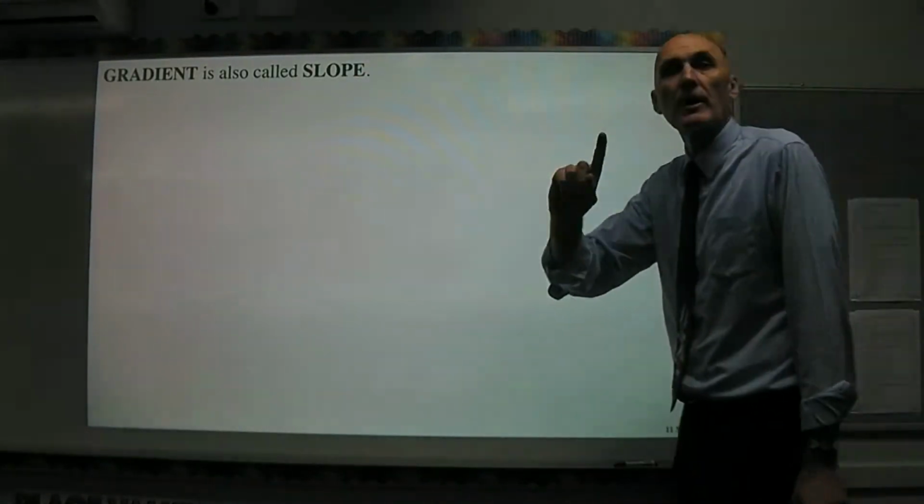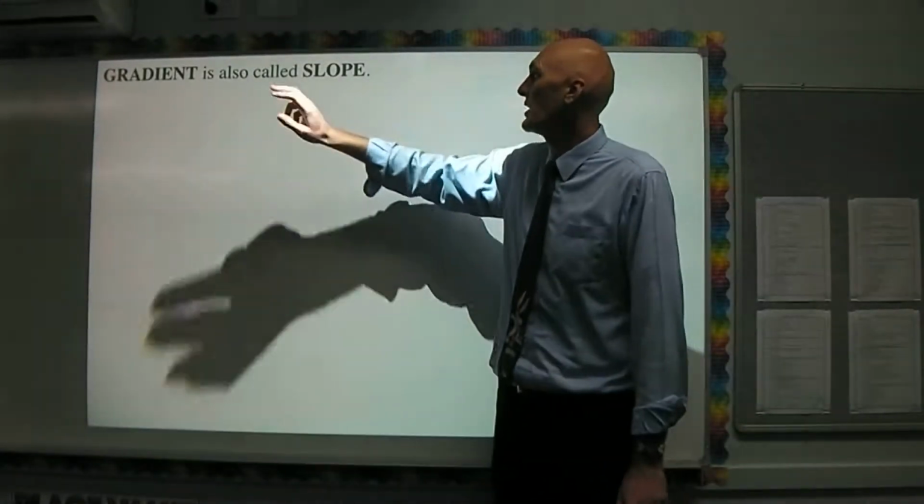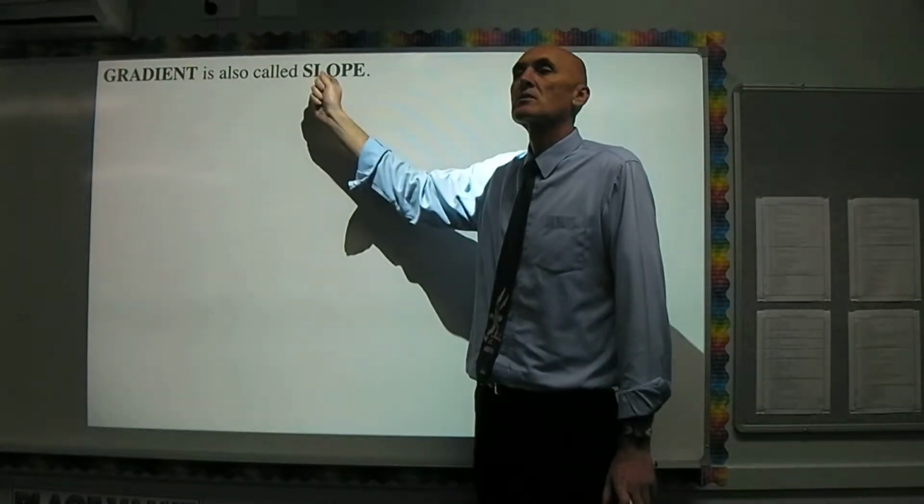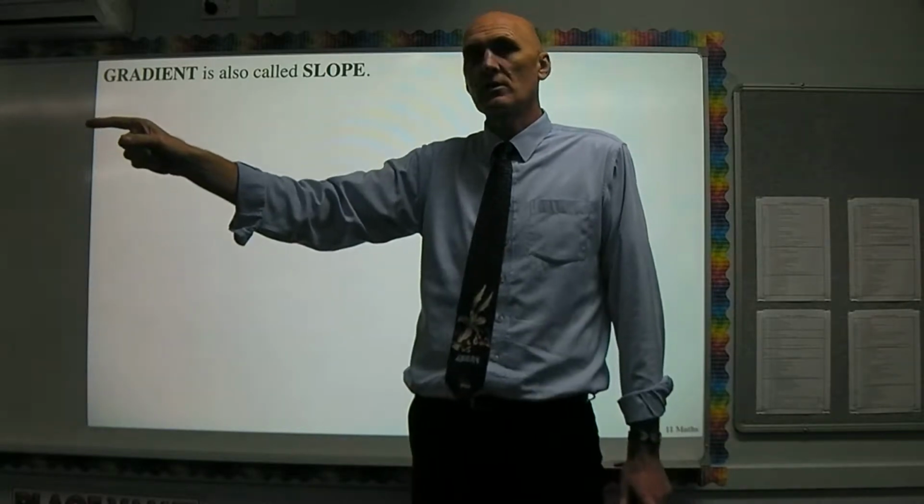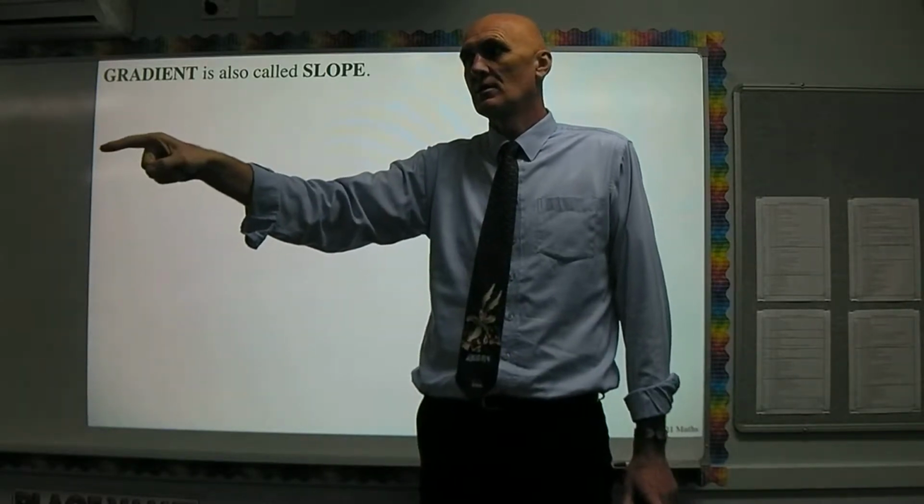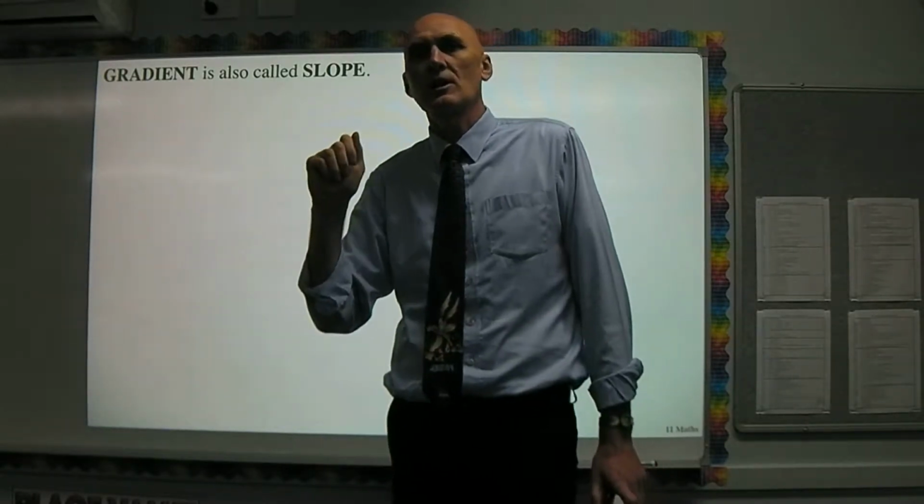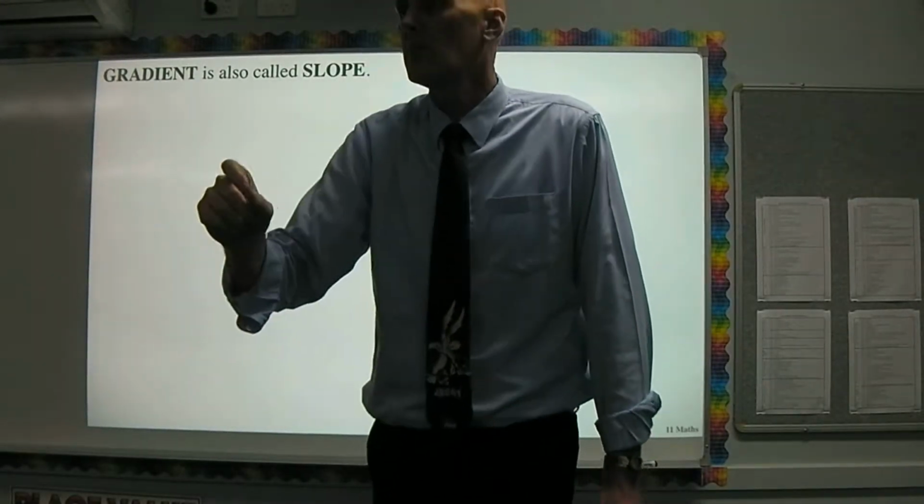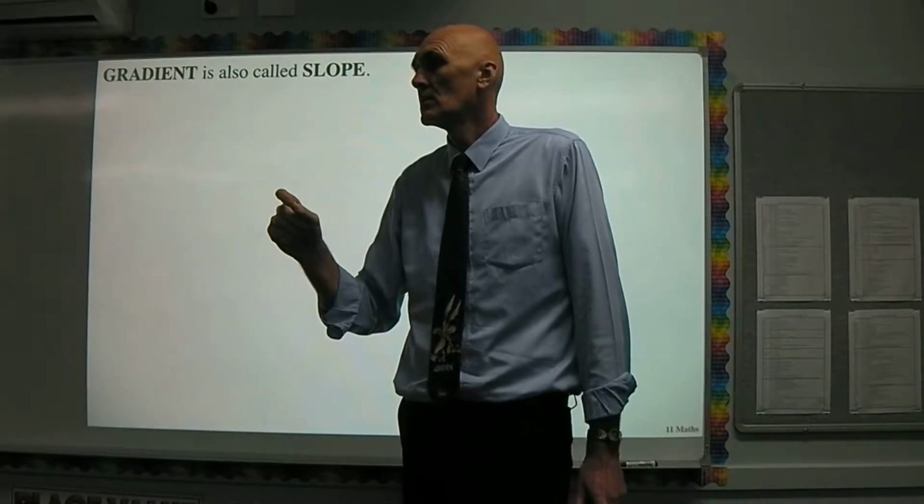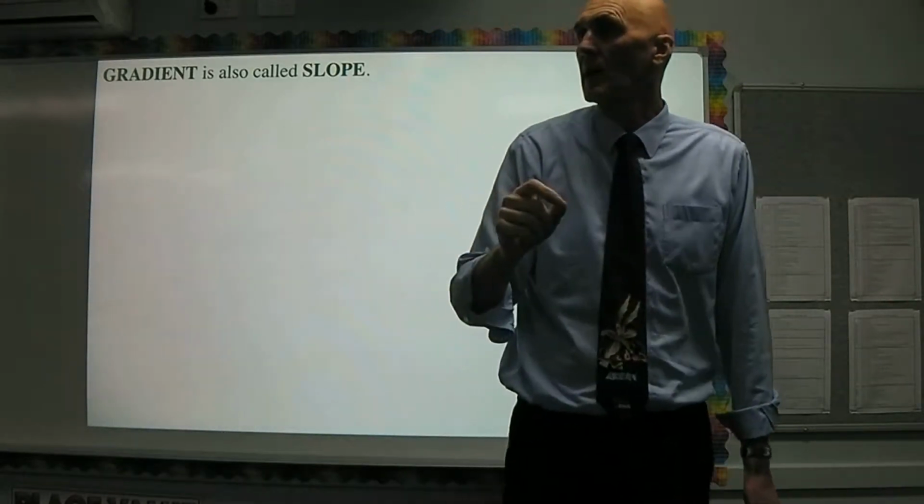Now, let's go back over what we've talked about before in the past. What's another word for gradient? Slope. Can you remember some of the other ones? Rise over run. What else? y2 minus y1 over x2 minus x1. Good. Anything else? Tan theta. Yeah. What else? M?